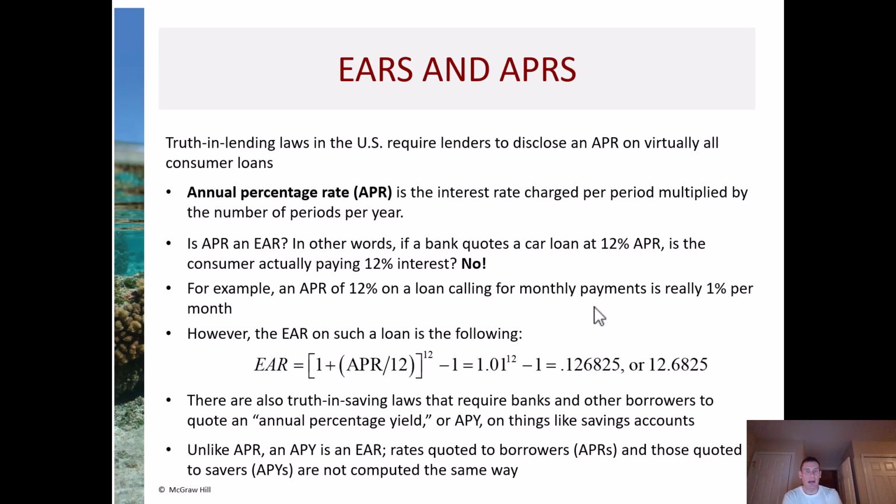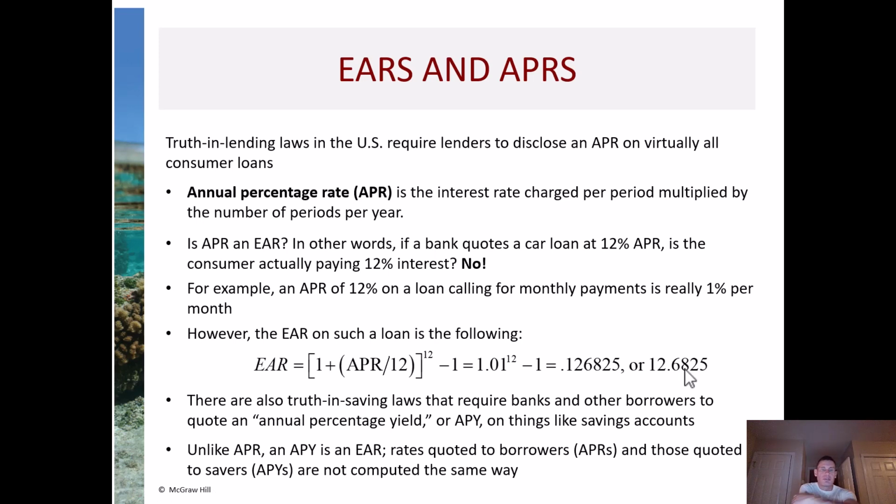For example, an APR of 12% on a loan calling for monthly payments is really 1% per month, right? Because it's 1% per month times the 12 months of the year. As you can see here, the EAR on such a loan is as follows: 1 plus APR over 12, to the power of 12, minus 1, equals 1.01 to the power of 12 minus 1, and then we end up getting 12.6825%.